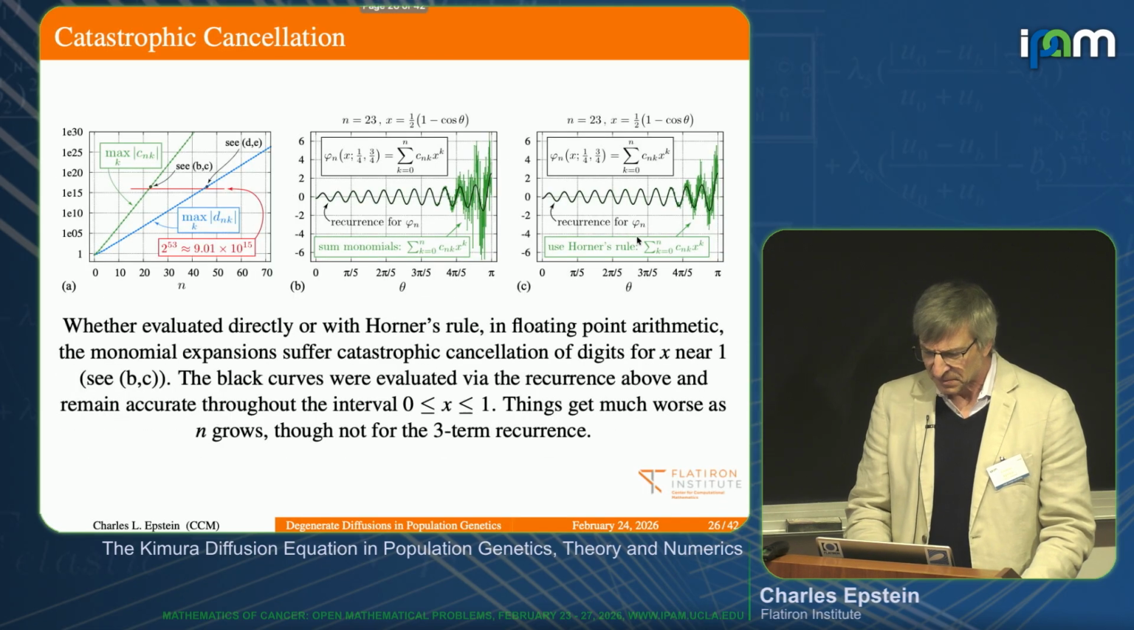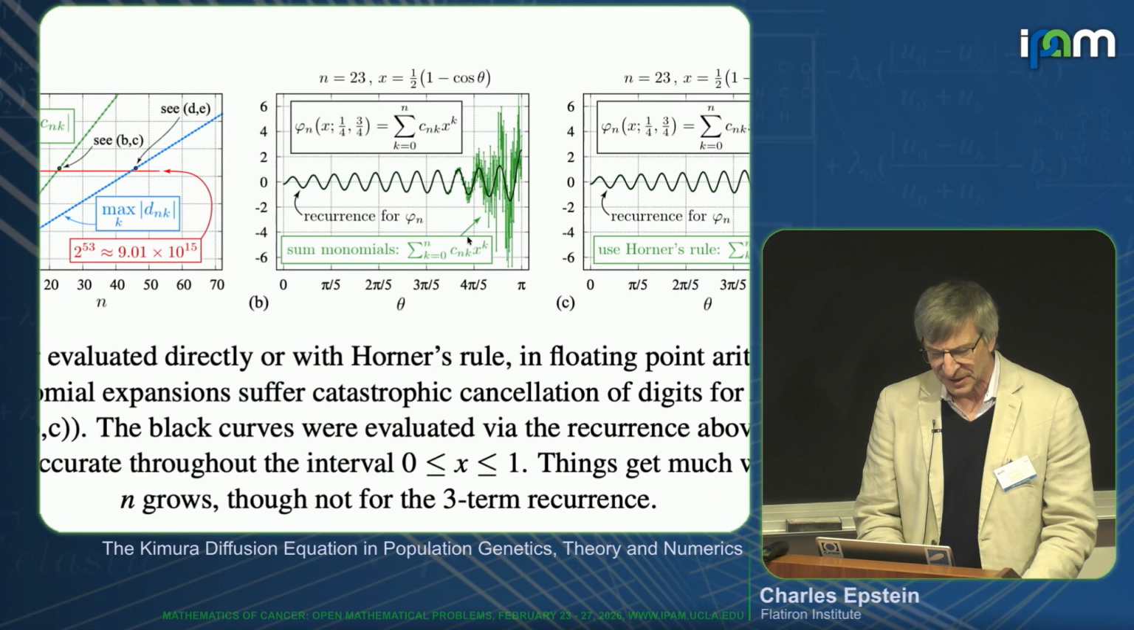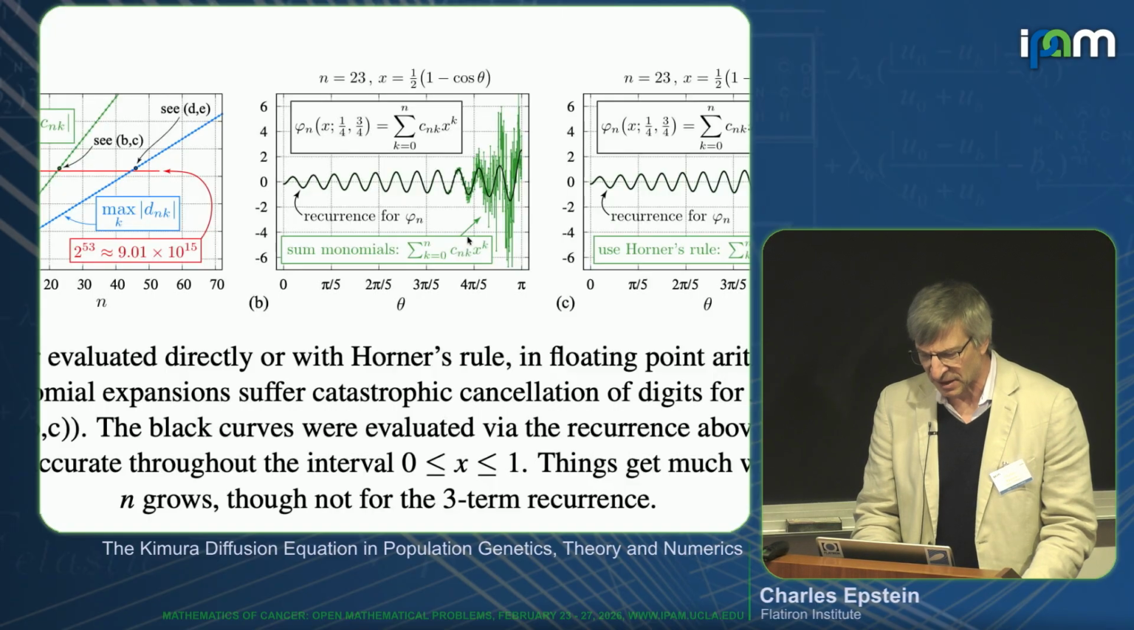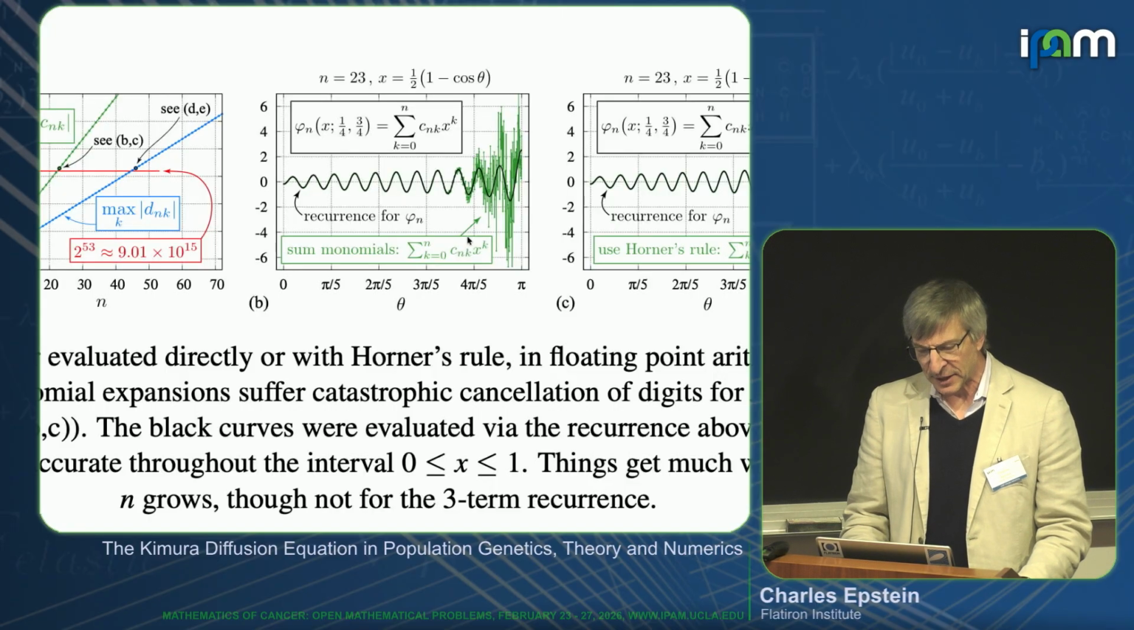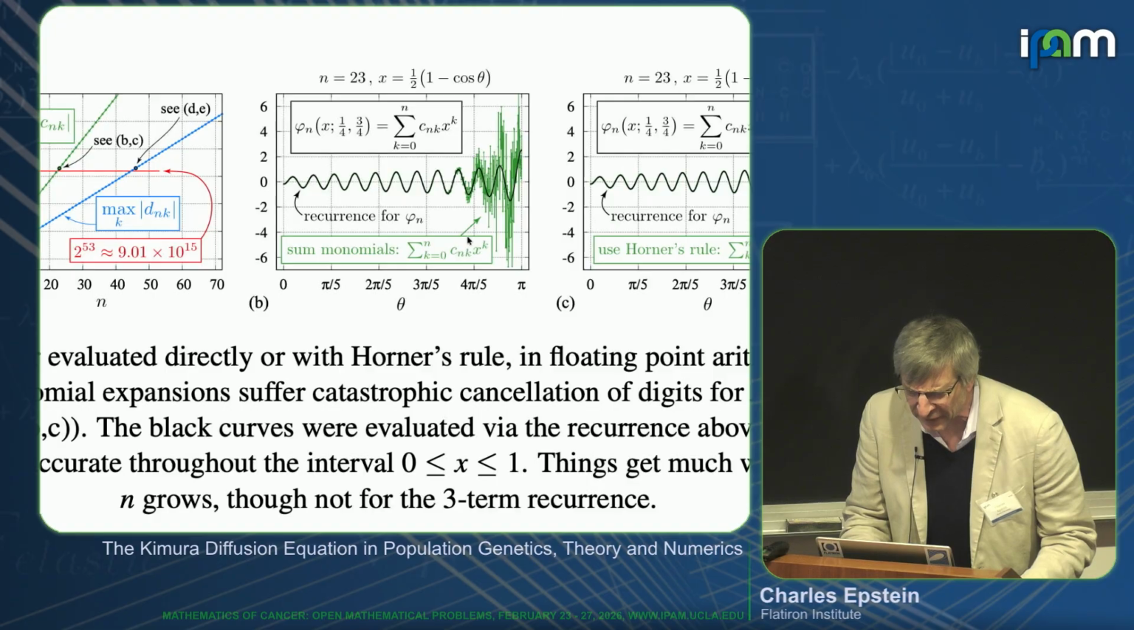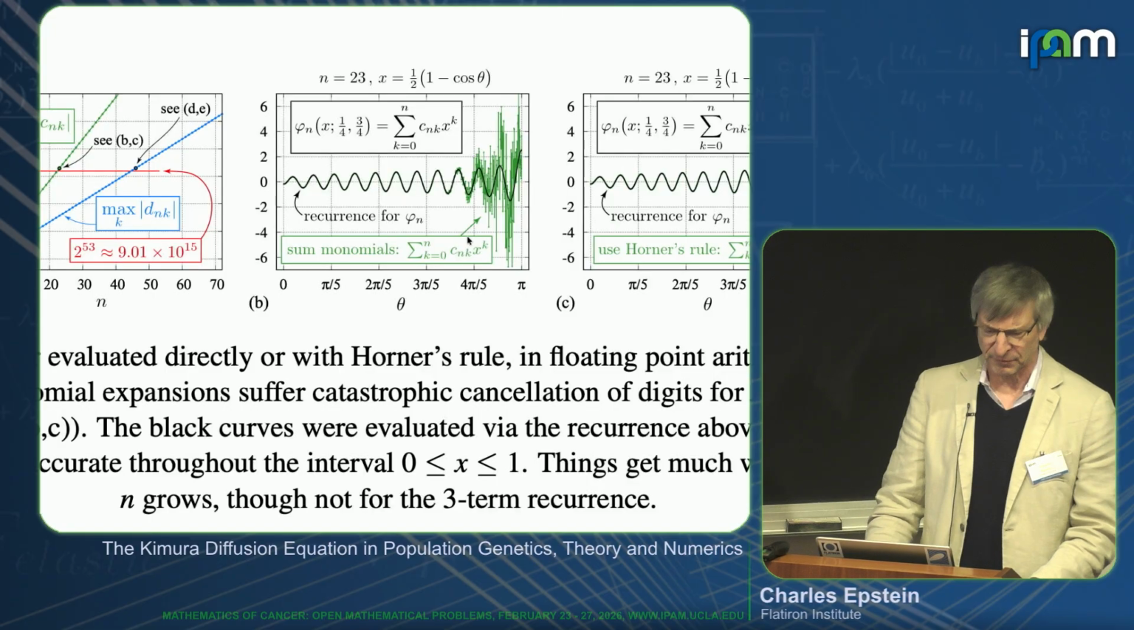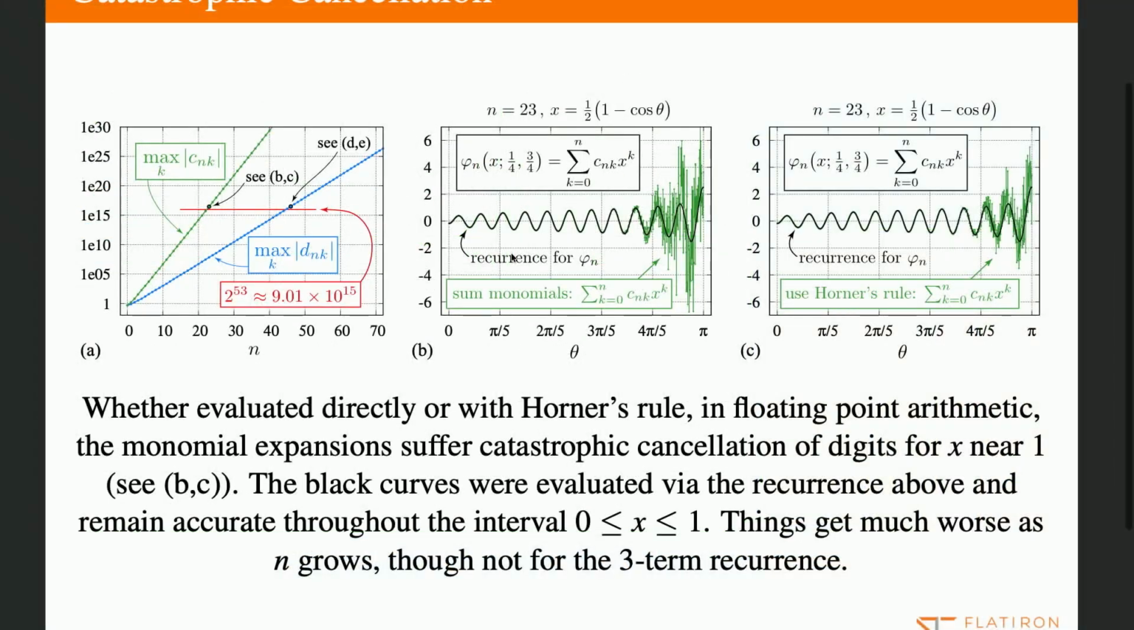So again, my glorious collaborator produced this incredible slide. He said, well, let's look at the 23rd polynomial with alpha equal to 1/4 and beta equal to 3/4. The black line is what we get if we compute it using the three-term recurrence formula. The green is what we get if we just try to sum up the monomials. And what you see is, once you get pretty close to the right endpoint, you have absolutely nothing left in the way of digits.